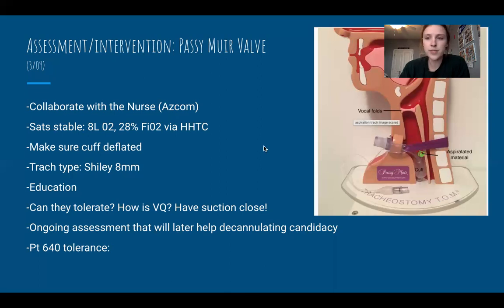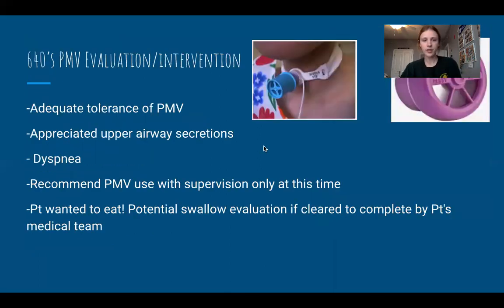And so for 640, her tolerance was actually really, really good this first time. She had adequate tolerance, and for us, that just meant a few minutes. We did just 5 different trials. We put it on, had her say a few things, take some good deep breaths, and went over some breathing strategies. She was doing okay. Her stats were still fine. Then we took it off to give her a rest. Like I said, we did that maybe 4 or 5 times.